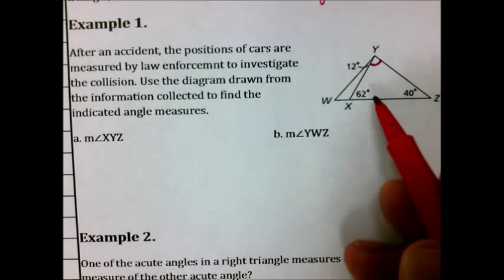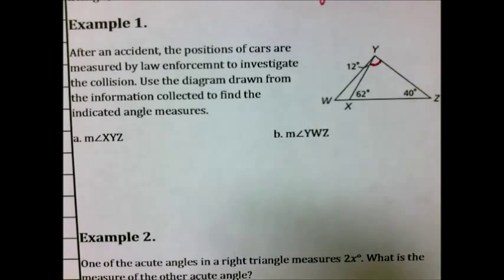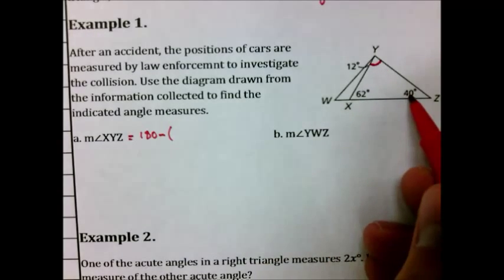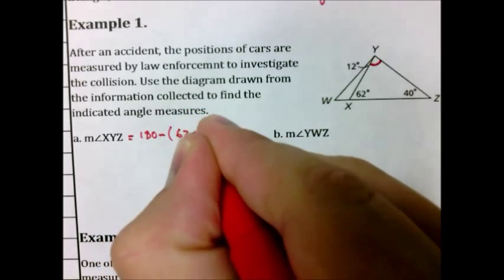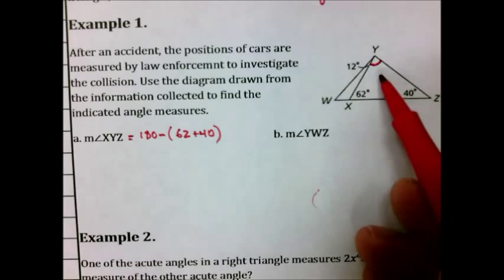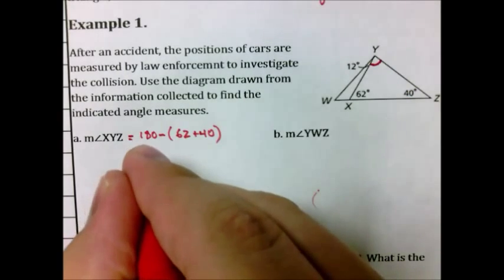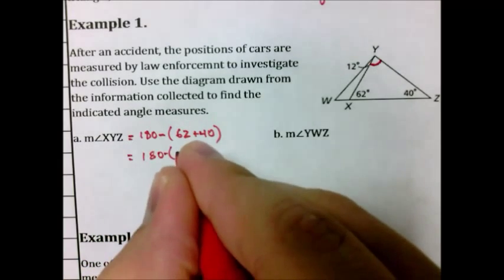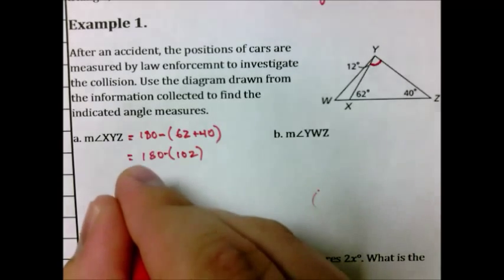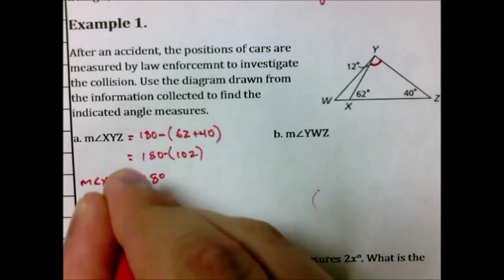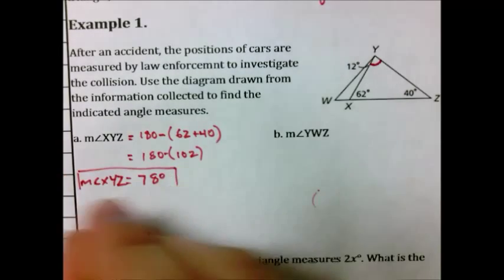Now what we know about a triangle is that all of the angles add up to be 180 degrees. That means that the measure of angle XYZ would be equal to 180 minus (62 plus 40), because if these two angles are added together and subtracted from 180, that will give us this missing angle. So now we can solve: 62 plus 40 is 102, and 180 minus 102 is 78 degrees. Therefore, the measure of angle XYZ is equal to 78 degrees.